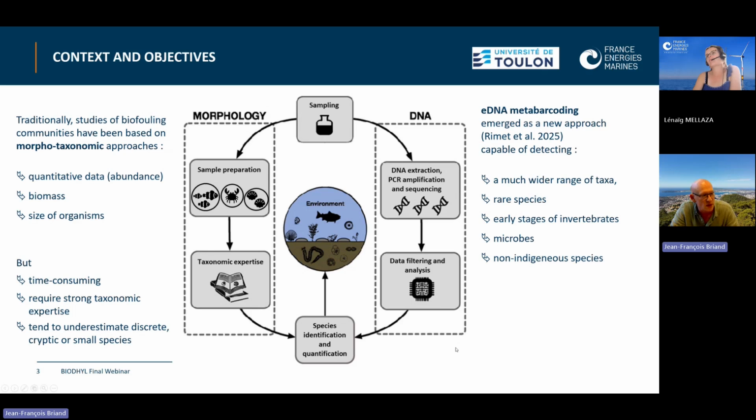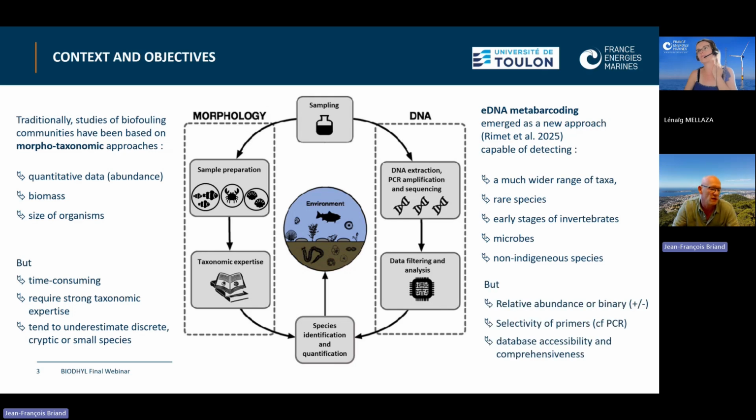So the idea was to look at other approaches, and you probably heard about the eDNA approaches, the environmental DNA approaches that have emerged in recent years. These molecular methods have the capability to detect a much wider range of taxa in general, including rare species, early stages of invertebrates, microbes, especially micro-eukaryotes, but also non-indigenous species.